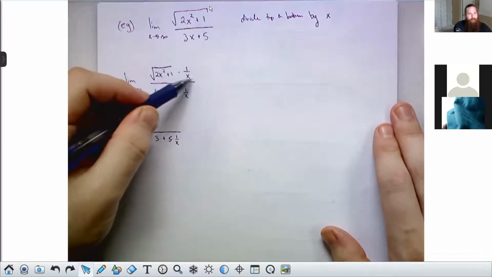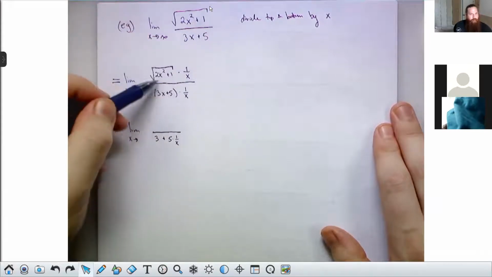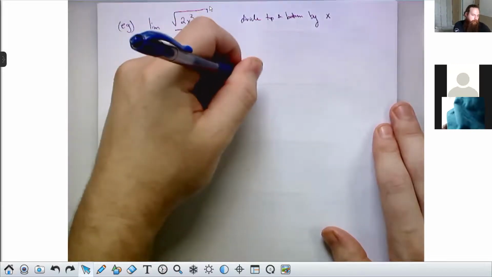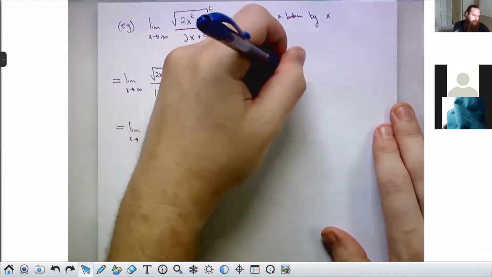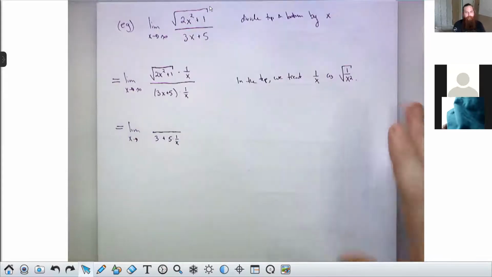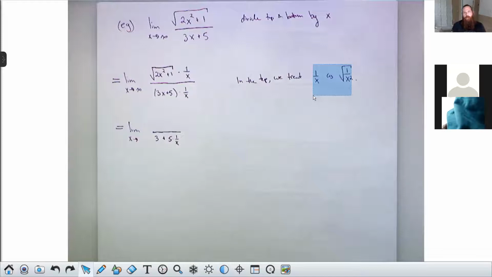Upstairs here, though, this piece, I need to insert it into this square root in order for me to distribute and get the effect that I want, that kind of renormalization effect, where the top isn't going off to infinity anymore. The way to do that in the top, we treat 1 over x as the square root of 1 over x squared. As long as x is positive, these guys are actually equal to each other. Once you think about that, 1/2 is the same as the square root of 1/4. All right, 1/5 is the same as the square root of 1 over 25. And since I'm sending x to plus infinity, I am considering x to be a positive number. So I'm safe to replace this piece by the square root of 1 over x squared, and that's precisely what we do.